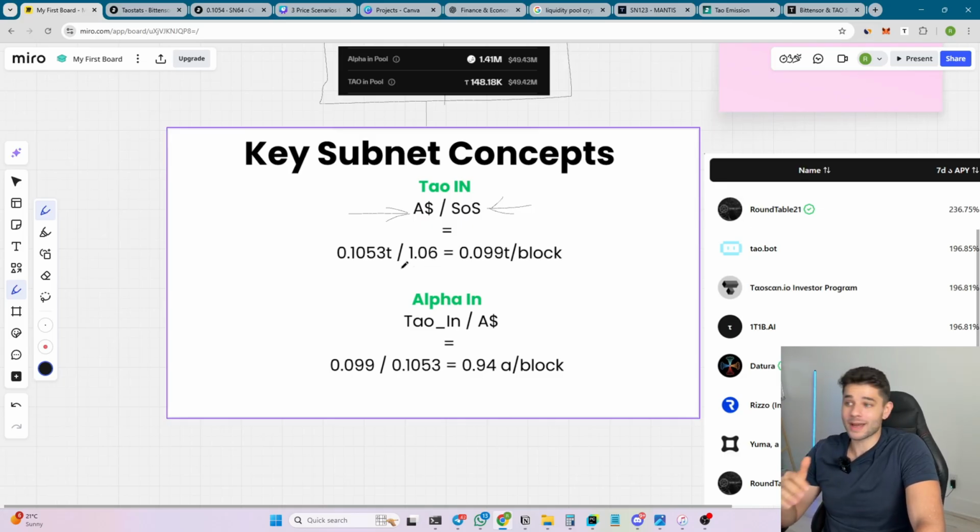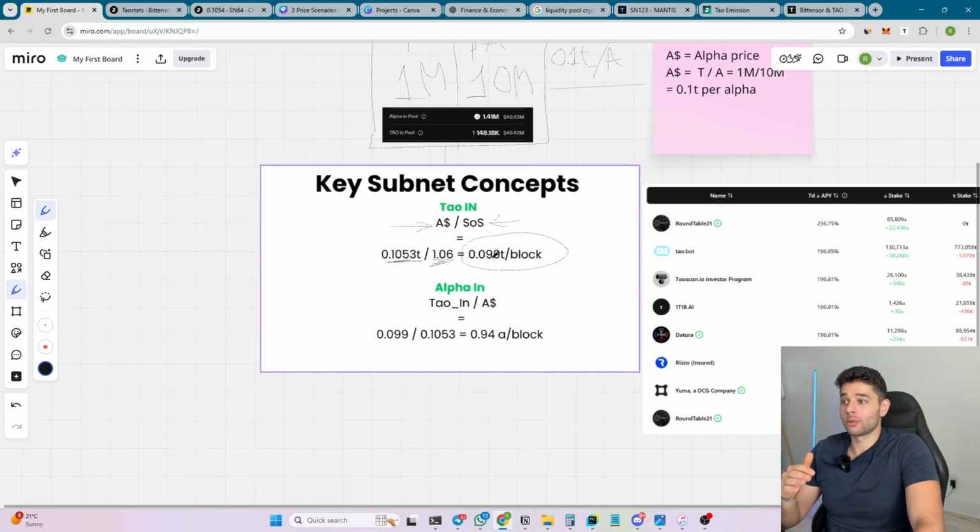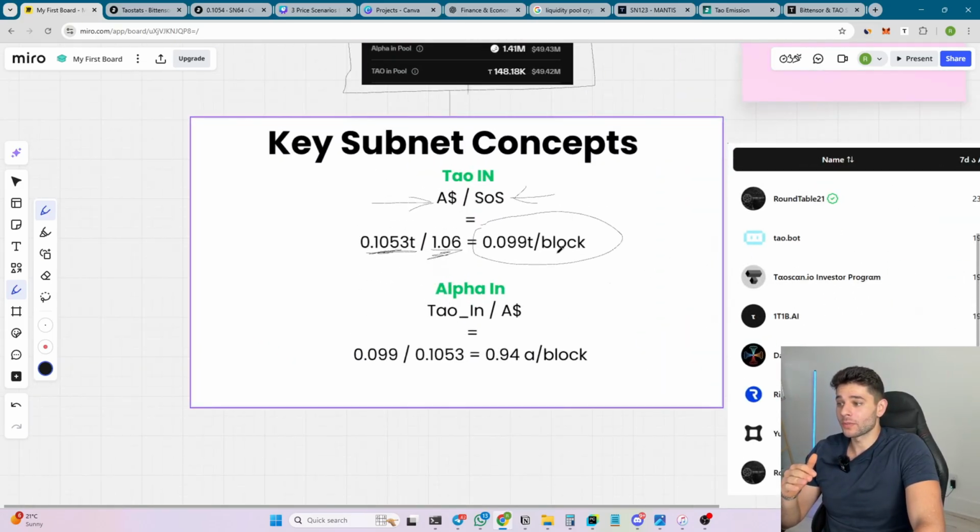So let's take an example, Chutes. The alpha price is approximately 0.10, and sum of subnets is hovering around 1. So this gives you that Chutes every 12 seconds receives approximately 0.1 tau out of the 1 tau per block. Remember what I said here, guys. So Chutes gets about 10% of the total tau block emissions.